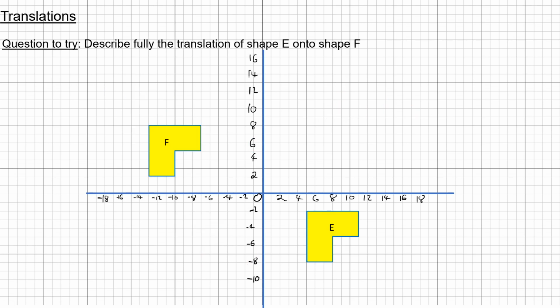Here's a quick question for you to try. On the same axis as before, can you draw shapes E and F and describe fully the translation of shape E onto shape F? Please pause the video now and have a go. Here is the answer. The translation is by the vector minus 18, 10, because each of the corners on E has gone 18 units to the left and then 10 units up in order to get to F.